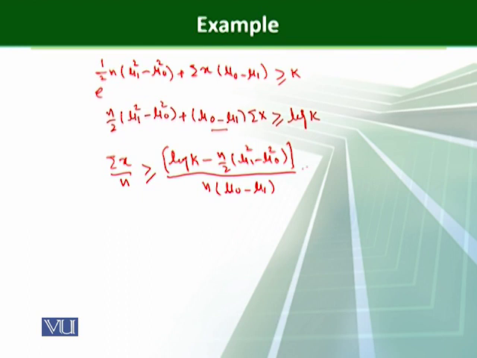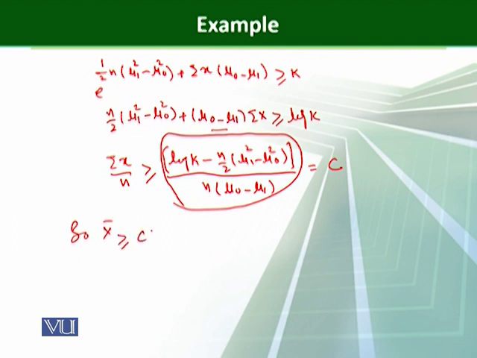So let us assume that whole factor, instead of writing this entire factor, we assume that it is equal to c. So actually x bar is greater than or equal to c, and we know that the distribution of x bar is actually normal with mean mu and variance 1 over n.